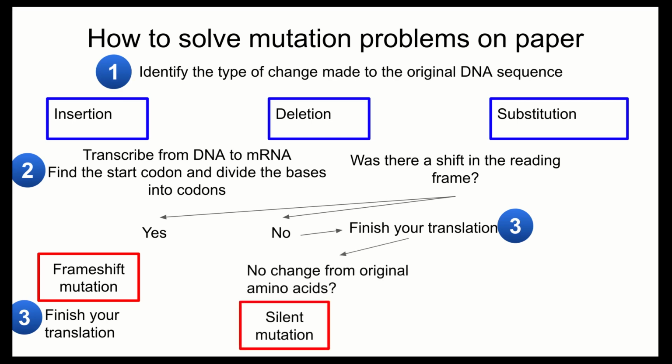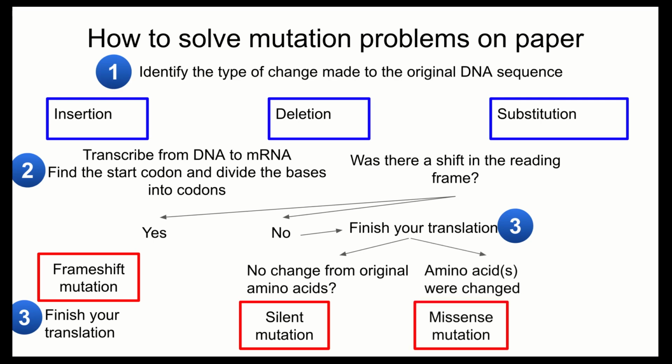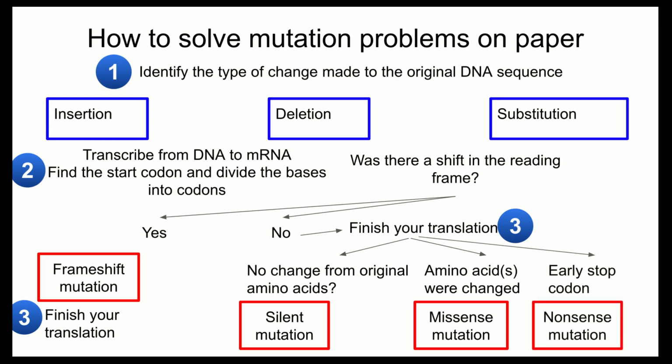Ask yourself, was there no change from the original amino acids? That's a silent mutation then. Were some amino acids changed? That's a missense mutation. Was there an early stop codon? That's a nonsense mutation. So you'll have a 2-part answer. I'm looking at a missense insertion. I'm looking at a silent substitution. I'm looking at a nonsense deletion. I'm looking at a substitution that resulted in a frame shift.